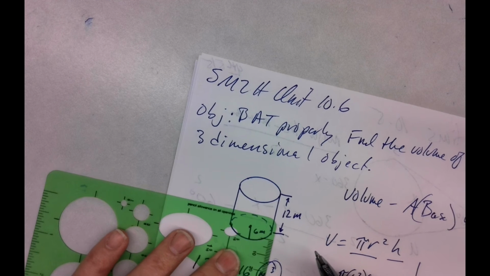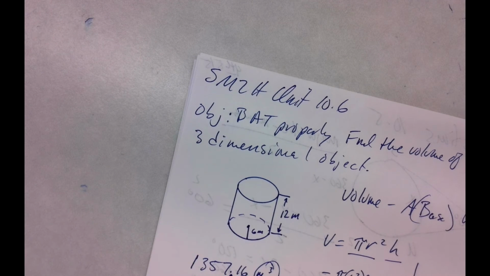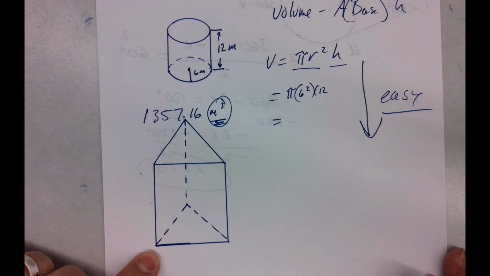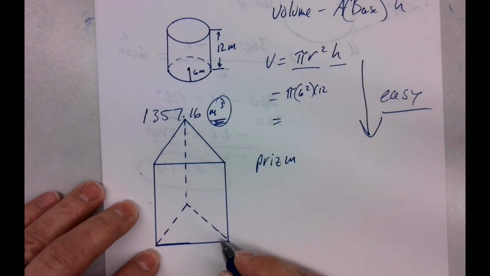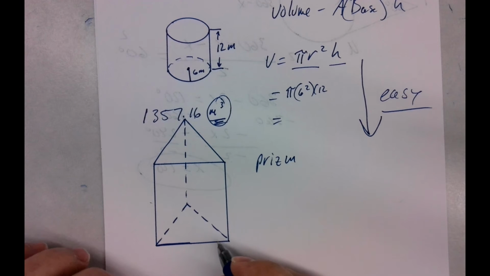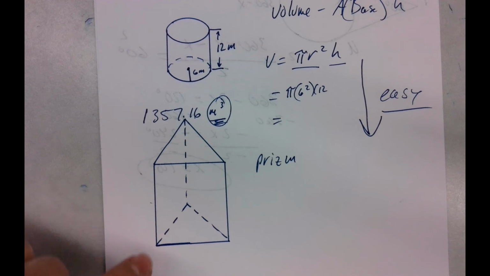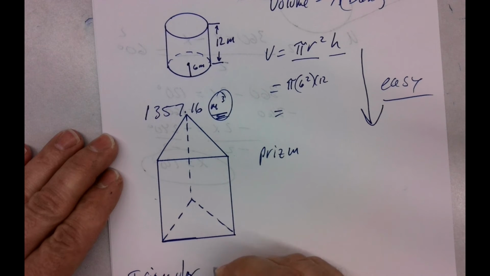Now, what does it mean if it's dotted? Yeah, it's in the background, right? Now, again, this is a prism, right? Because my side is perpendicular to the base, right? Anytime you see this, this is actually specifically a triangular prism, right?